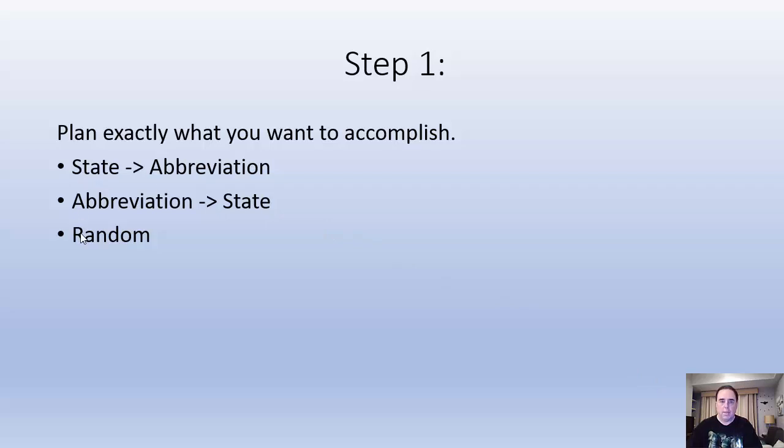I want to offer 3 different tests. 1, I give you the state, you type in the abbreviation. 2, I give you the abbreviation and you type in the state. And 3, random. For example, the first question could be state, abbreviation. Second question could be state, abbreviation. Third question could be abbreviation, state. Just totally random.